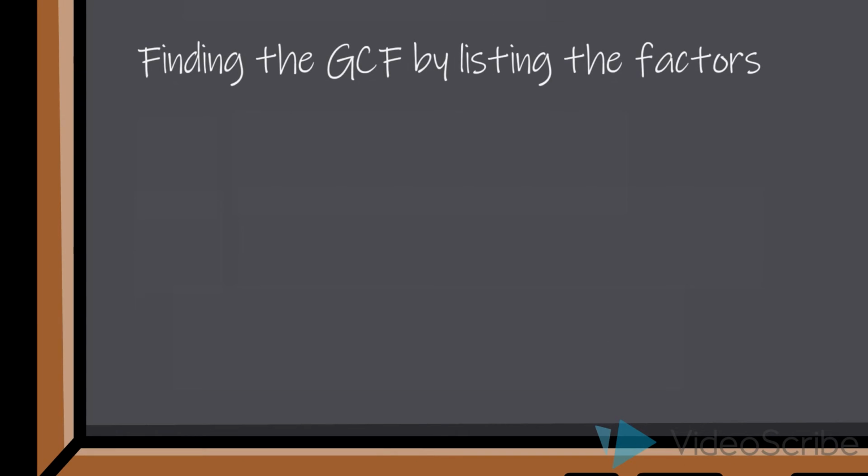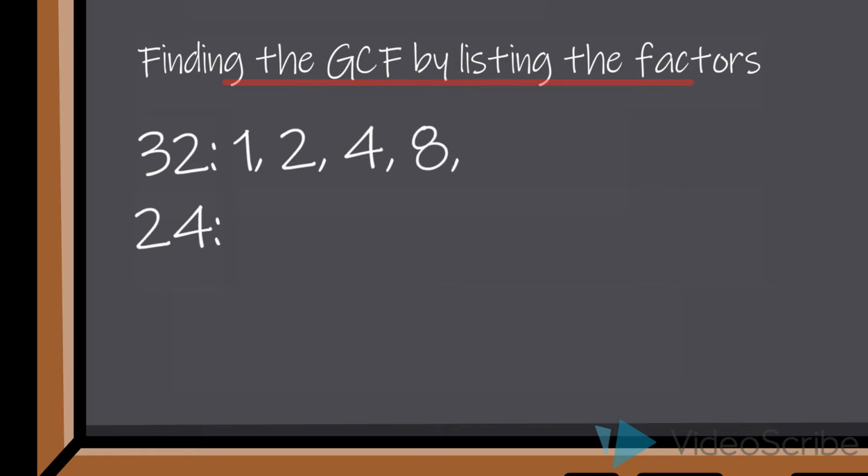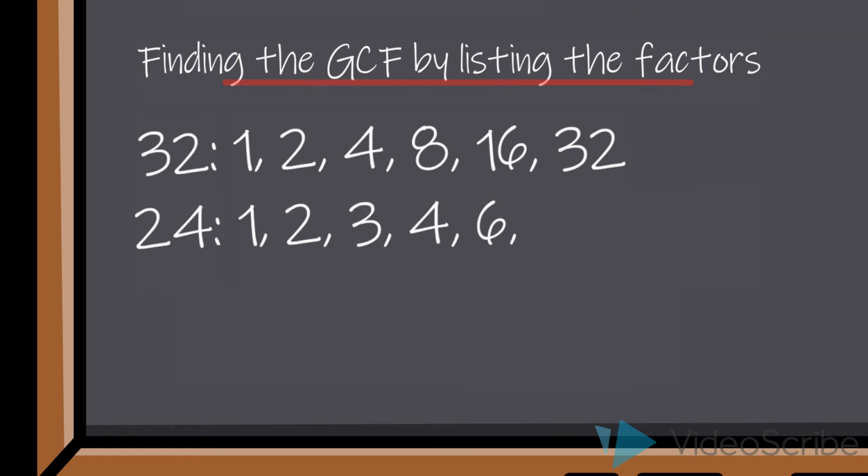Let's take a look at an example by comparing the factors of 32 and 24. The factors of 32 are 1, 2, 4, 8, 16, 32. While the factors of 24 are 1, 2, 3, 4, 6, 8, 12, and 24.